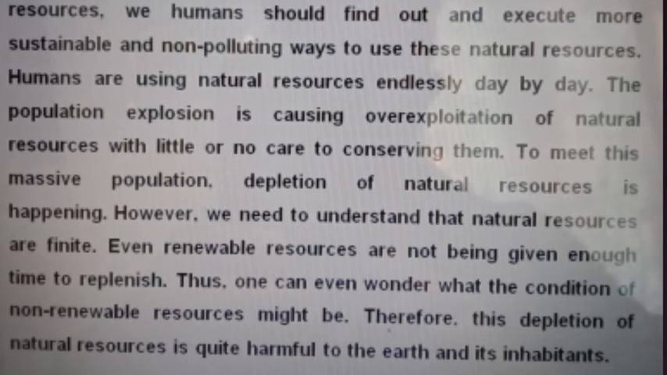Thus, one can even wonder what the condition of non-renewable resources might be. Therefore, this depletion of natural resources is quite harmful to the earth and its inhabitants.